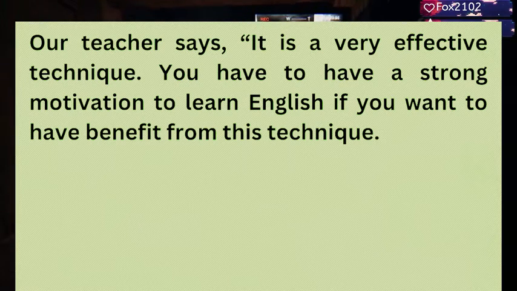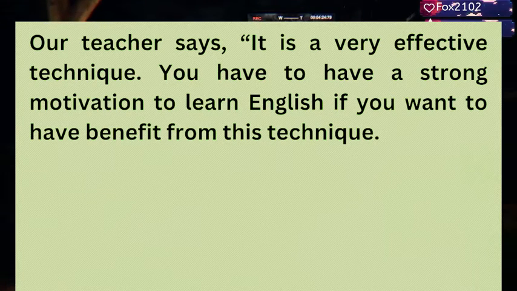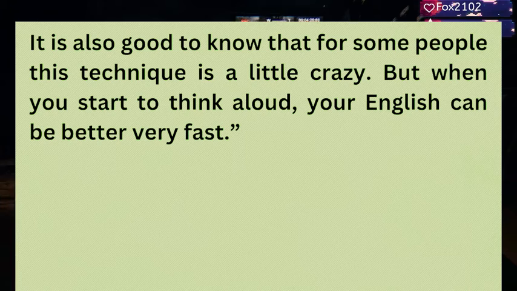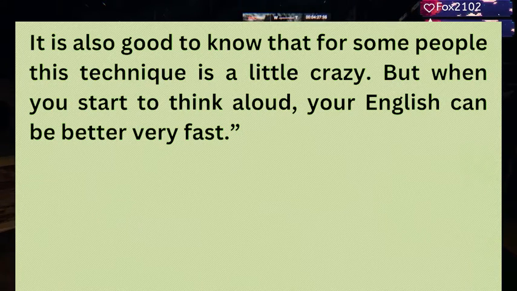You have to have a strong motivation to learn English if you want to have benefit from this technique. It is also good to know that for some people, this technique is a little crazy. But when you start to think aloud, your English can be better very fast."